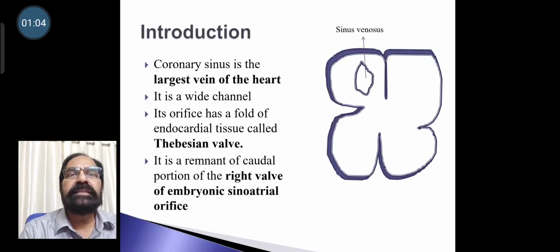So coronary sinus is the largest vein of the heart. It is a wide channel. Its orifice has a fold of endocardial tissue called Thebesian valve. The Thebesian valve is the remnant of the caudal portion of the right valve of the embryonic sinoatrial orifice.